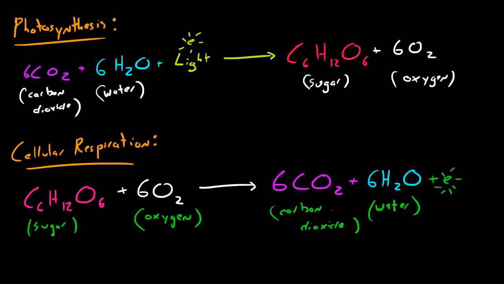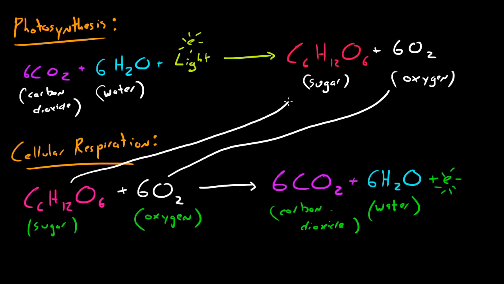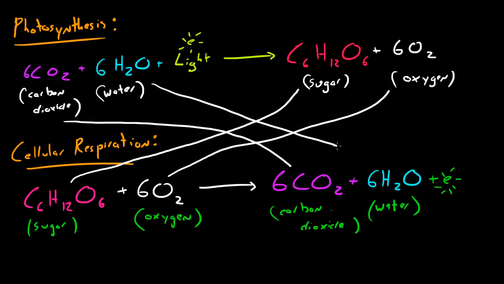Interesting, but still, I said that this was a very interesting chemical reaction. Why did I say that? Well, check this out. If we look closely, we notice that photosynthesis and cellular respiration are the exact opposite of each other. In cellular respiration, we have oxygen; in photosynthesis, we end up with oxygen. Same goes for sugar: in cellular respiration, we start with sugar, and we end up with sugar in photosynthesis. Same thing goes for carbon dioxide, water, and energy.